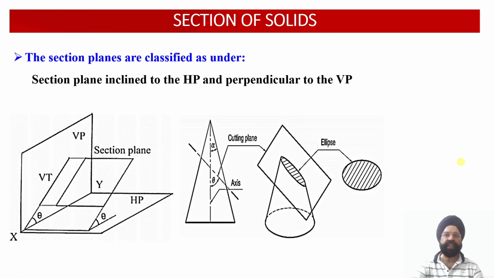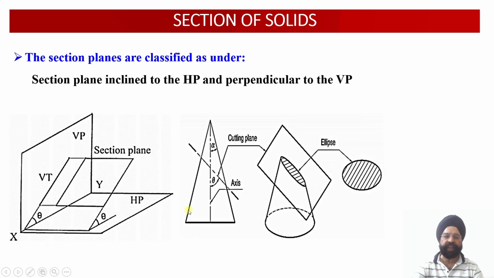Now today's discussion will be about the solid which has been cut by a section plane which is inclined to HP and perpendicular to the vertical plane. So this cutting plane is called an auxiliary inclined plane. Here we have an auxiliary inclined cutting plane which happens to be inclined to HP at an angle theta, and this cutting plane happens to be perpendicular to the vertical plane.